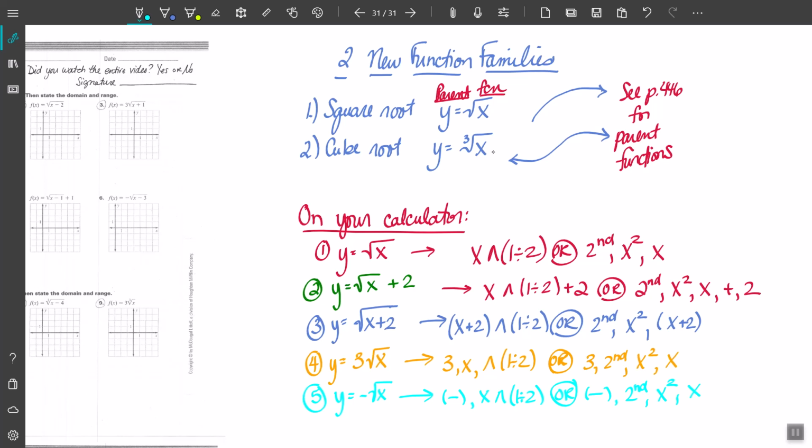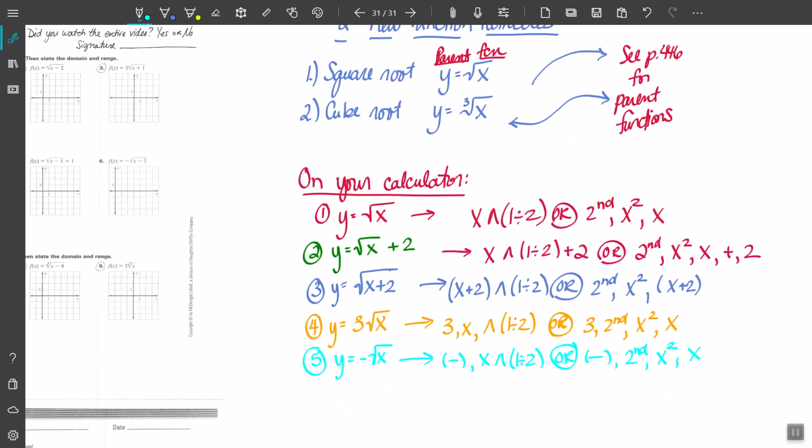The cube root function is the other one we're going to do in this section. And I haven't given you any examples of that to put on your calculator down here. But that one is going to have that S shape that looks familiar with the y equals x cubed function that we did in the last chapter. So that takes on a similar shape. If you look on page 446 in your textbook, you can see the parent functions graphed out for these two. But go ahead and follow my directions for the calculator.